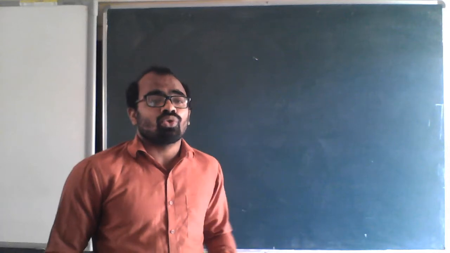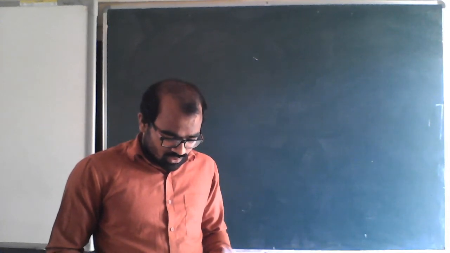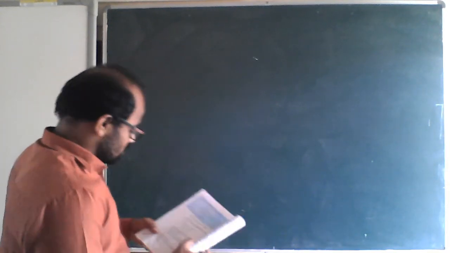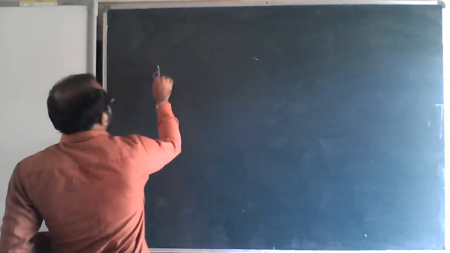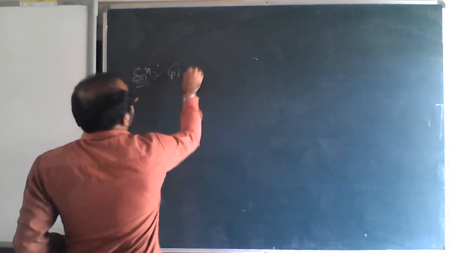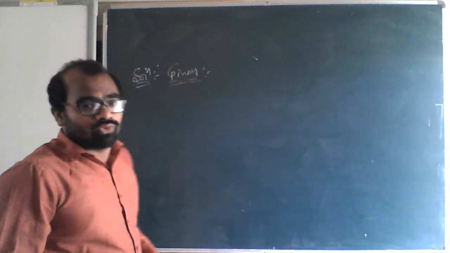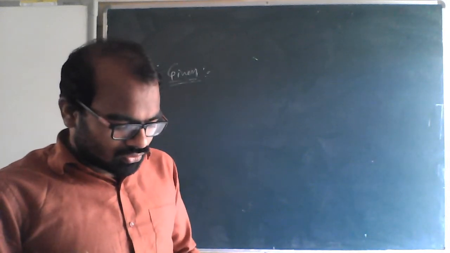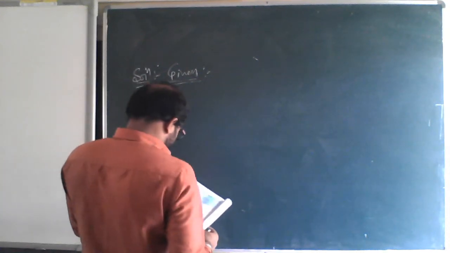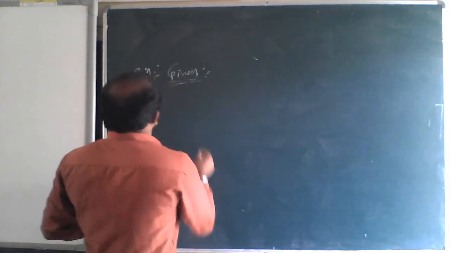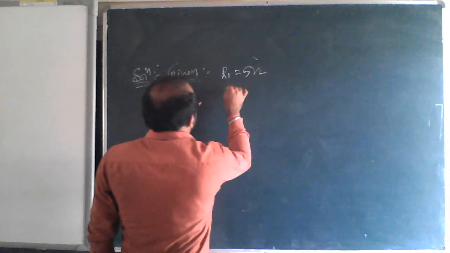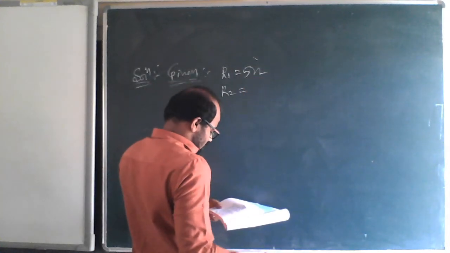So note down the problem from the text, or shall I write it? Better you note down from the book. I will write only the data, what is given. First, what is given? R1 they have given as 5 ohm. R2 they have given 10 ohm.